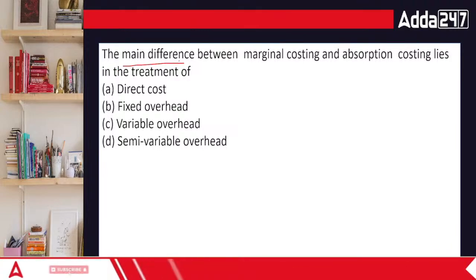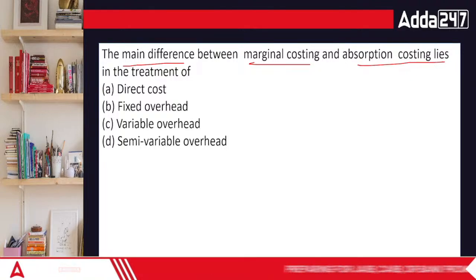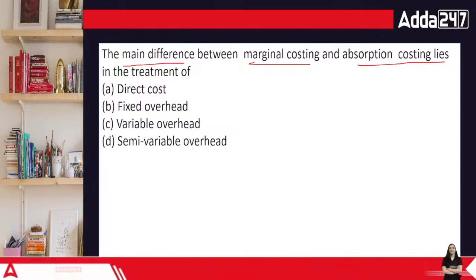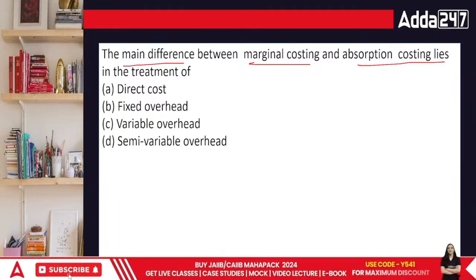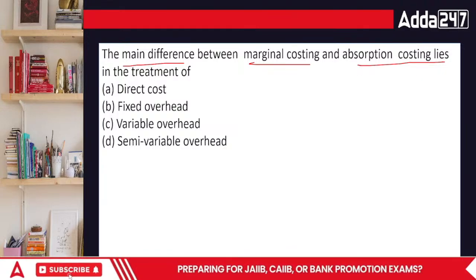Everyone, what's the main difference between marginal and absorption costing? Absorption costing talks about all the kind of costing. They're worried about fixed as well as variable as well as semi-variable. Marginal costing is basically worried about only and only one thing. Its name is also even interchanged with that type of cost. Is it direct cost, fixed overhead, or variable overhead, or semi-variable overhead?